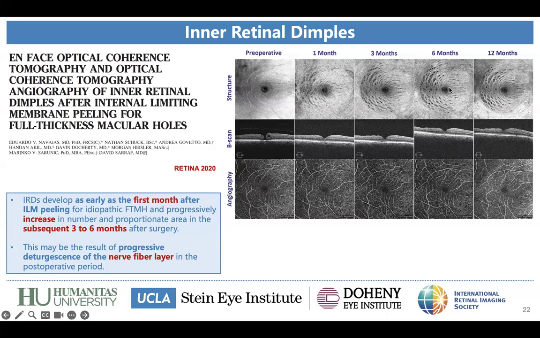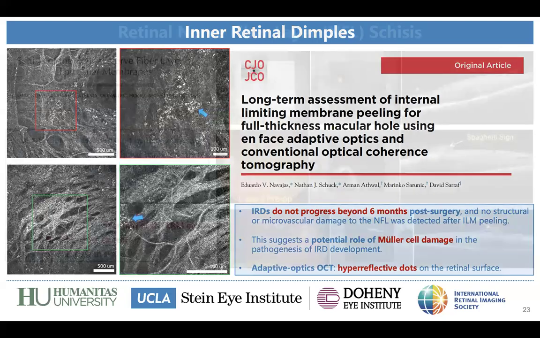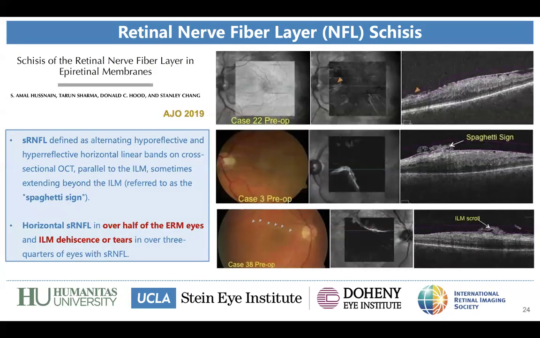They increase in number and size during the subsequent 3 to 6 months. However, they usually tend not to progress beyond 6 months. And thanks to en face adaptive OCT, we can again visualize these hyperreflective dots similar to the white dot fovea, possibly indicating Mueller cell activation. Moving to another important biomarker visualized with en face OCT, this is the presence of nerve fiber layer schisis.